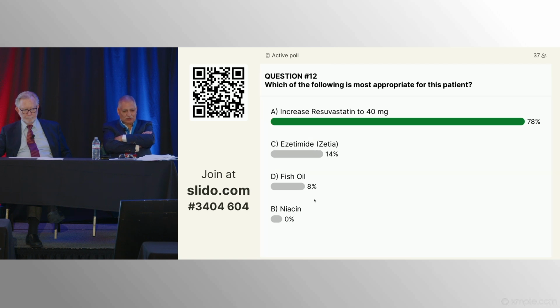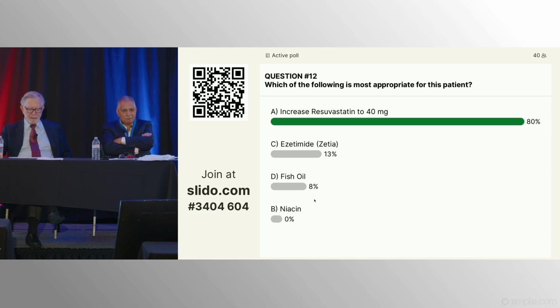Okay, 82% say increase rosuvastatin. Yeah, it's not going to be enough. So might you be tempted to increase rosuvastatin to 40 milligrams? Sure. But remember, when you go from 20 to 40 of rosuvastatin, the additional LDL reduction is in the range of 5%. So he starts at 90. You're going to get him down to 85 with going from 20 to 40 of rosuvastatin. And that is not going to be sufficient.